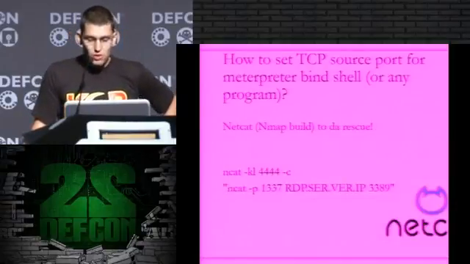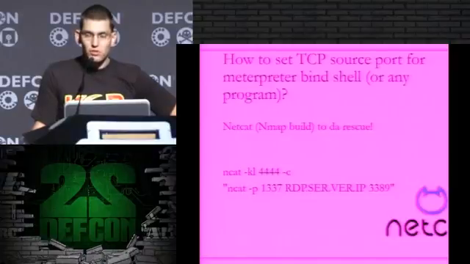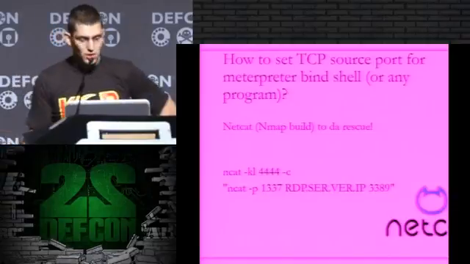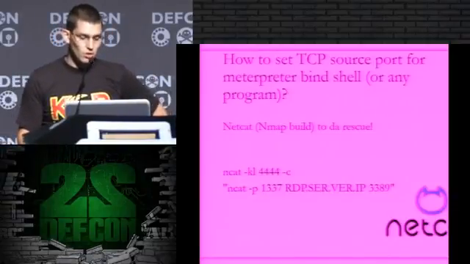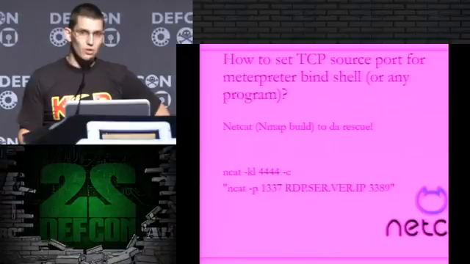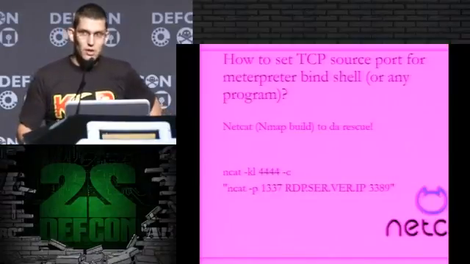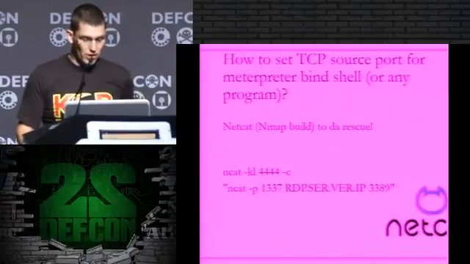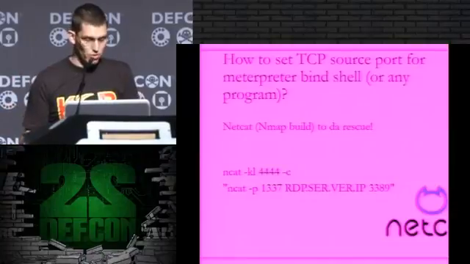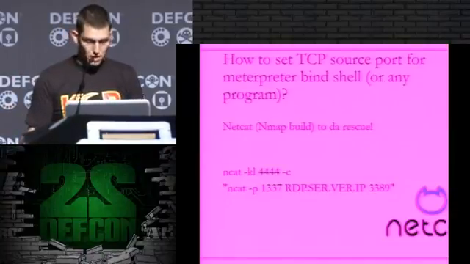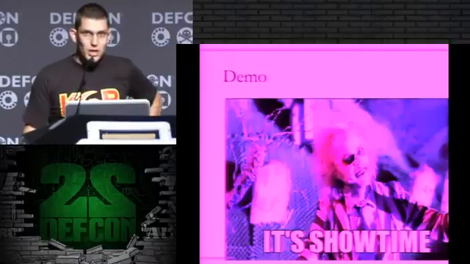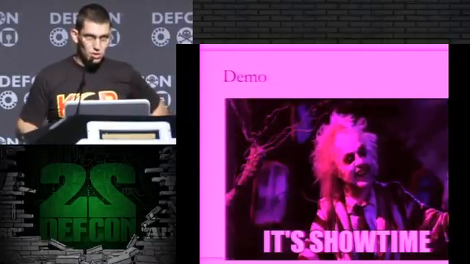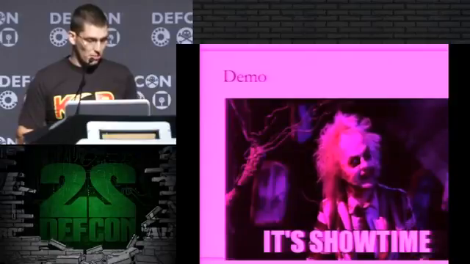Okay, now the question was how can I set the TCP source port for any application? And it turned out that it's pretty easy because the Netcat tool already provides it for you. So using this syntax, you can set the TCP source port for any application you want. Netcat will reroute it for you for free. Okay, now let's see this in action, this hardware firewall bypass.